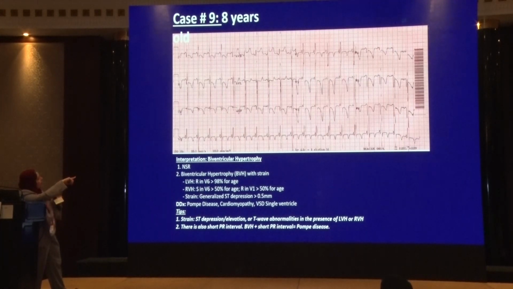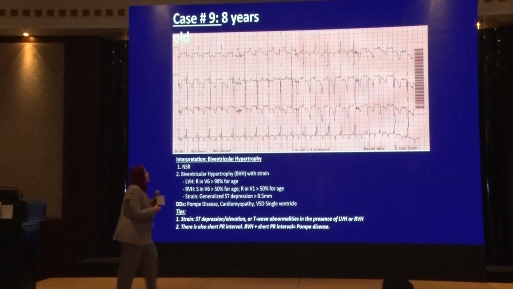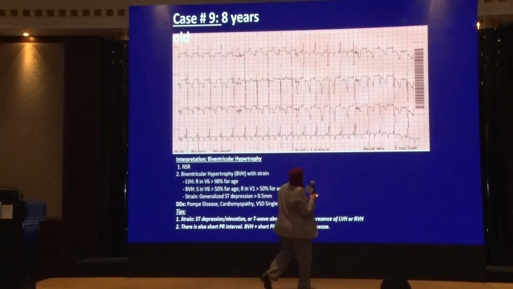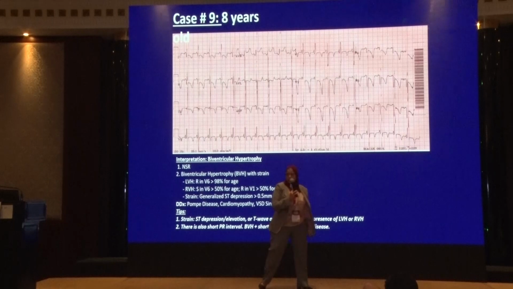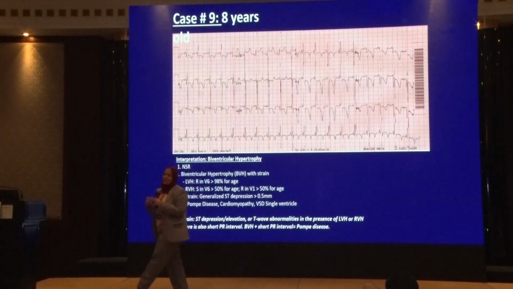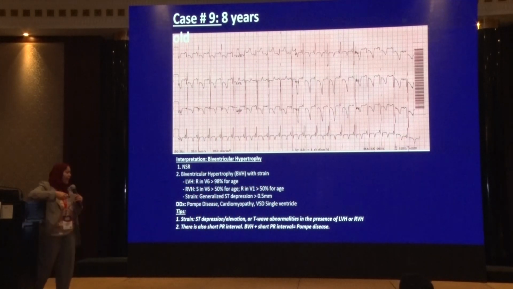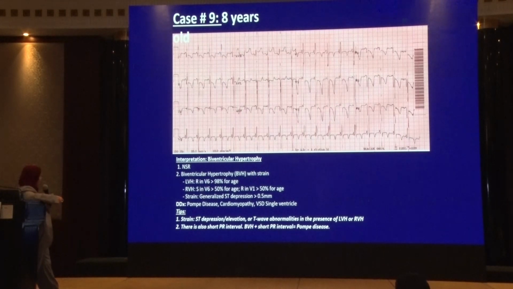Then we will go to the R waves in V6. Where are the R waves in V6? They are very tall. They are nearly hitting the other line, reaching the line above them. So this is why we didn't notice them. So this patient has biventricular hypertrophy, and this patient has a short PR.